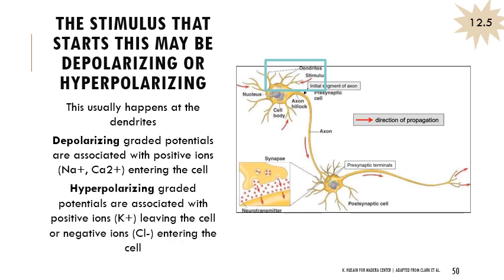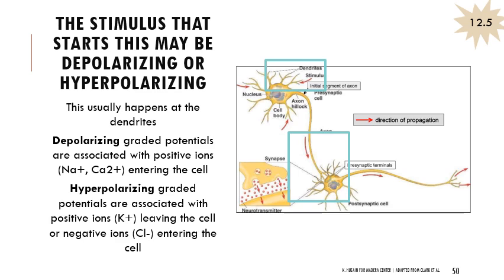Hyperpolarizing is associated with positive ions leaving the cell. Remember that the concentration of potassium inside the cell is stronger than outside. So if those channels open, potassium leaves the cell, it becomes even more negative, more hyperpolarized inside the cell. Or sometimes chloride, which is a negative ion, can enter the cell and make it more negative. So we might have stimuli that produce depolarization, depolarized graded potentials, or hyperpolarized graded potentials.